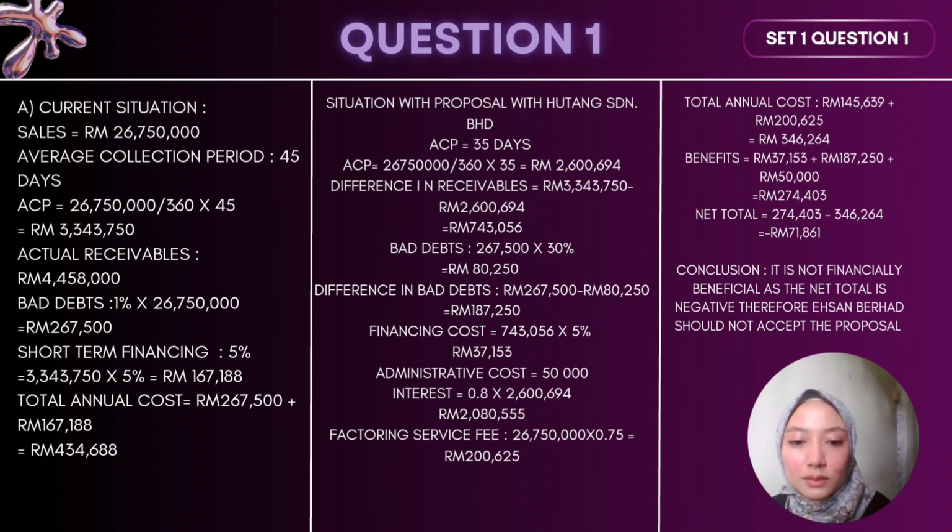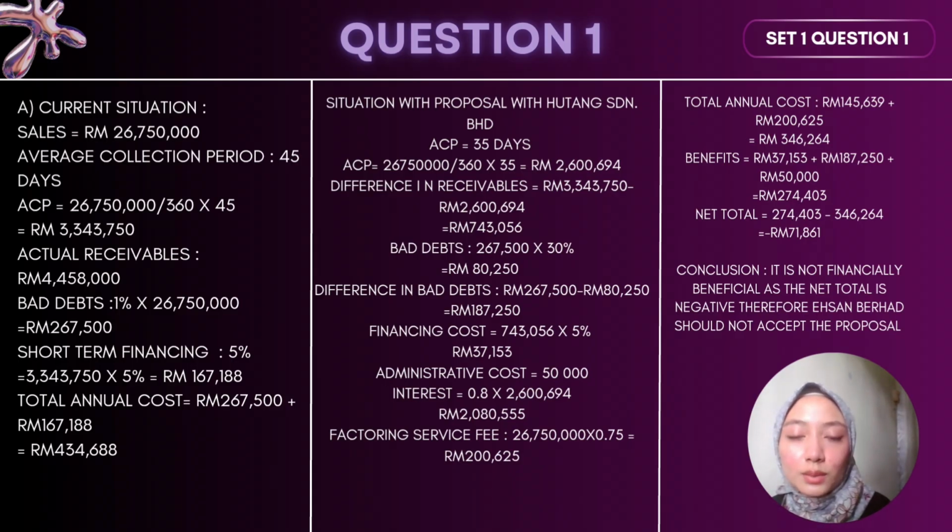It is stated in the question, which is 50,000. So for interest, we calculate by 80% times 2,600,694, and we get the value of 2,080,555. For the factoring service fee, we take 26,750,000, which is the value from sales, and multiply by 75%, and we get 200,625. The total annual cost will be 145,639 plus 200,625, and we get the value of 346,264.